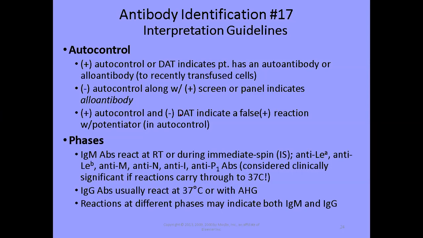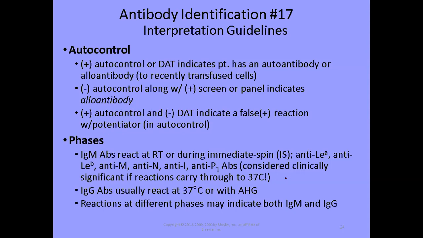Positive autocontrol and a negative DAT is a mismatch. This indicates there's a false positive reaction, and usually it has to do with the potentiator used in testing. So, when we run the autocontrol, we're testing patient serum or plasma with patient red cells, and we're using the same potentiator that we use in the screen and the panel. And so maybe there's a cross reaction in this autocontrol with the potentiator that we use, that PEG or LISS or albumin, because these two should really always be the same, either both negative or both positive.